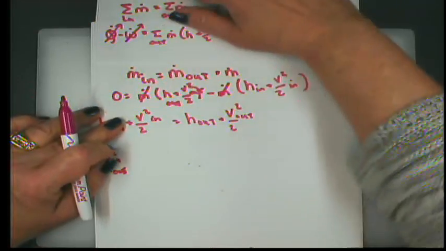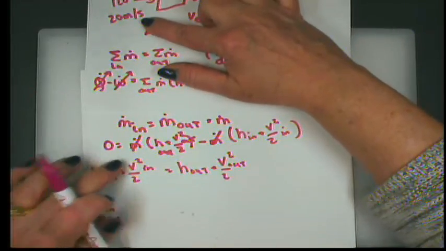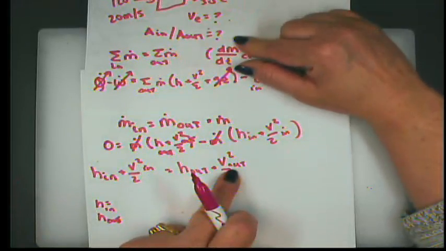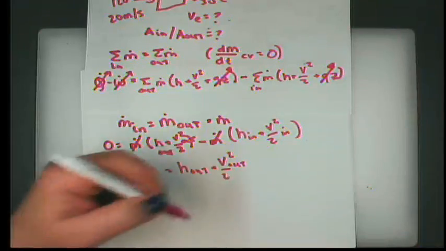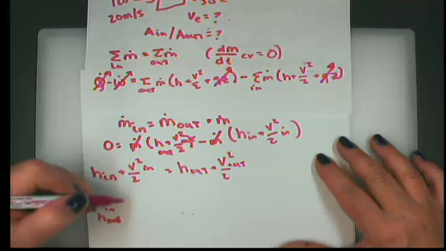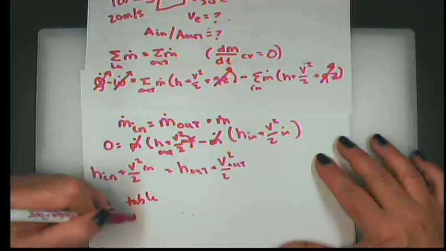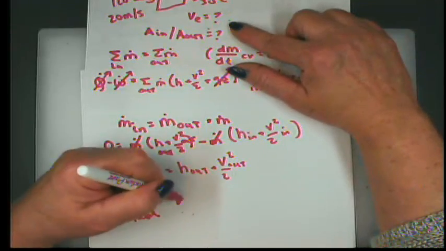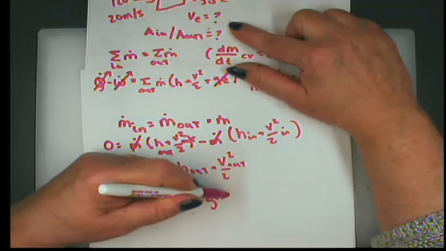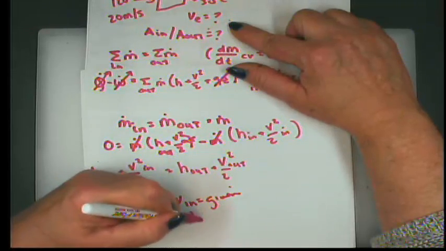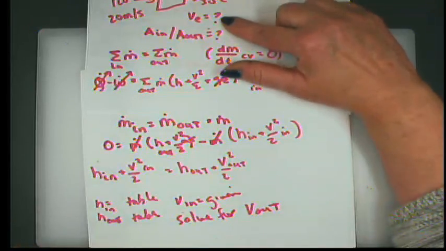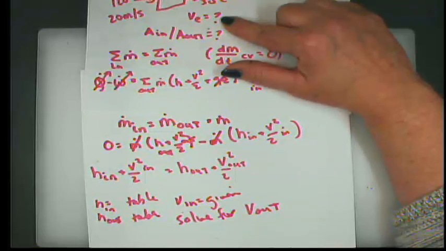We are told V on the inlet. So can we solve directly for V on the outlet on this equation? Absolutely. So I'm going to leave that to you guys to do. But you can go table, table. V in is given. Solve for V out. Right? That is the first part of our problem.